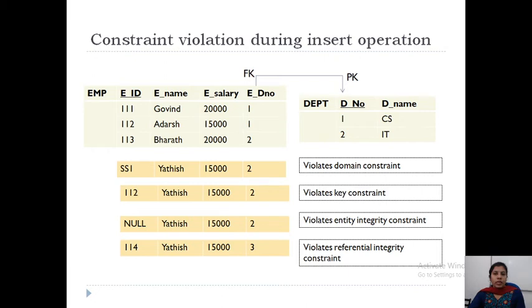Then we are giving a null value. If I give null for employee ID, it violates the entity integrity constraint. And finally, with respect to referential integrity, see here I am inserting the value 3 for the department number, but 3 does not exist here. So it will violate the referential integrity constraint.